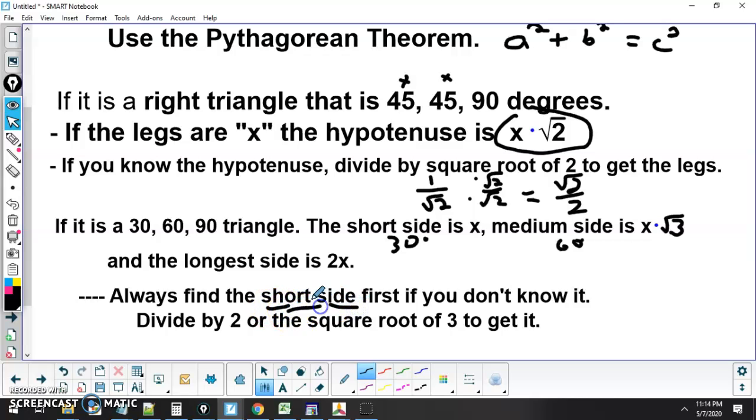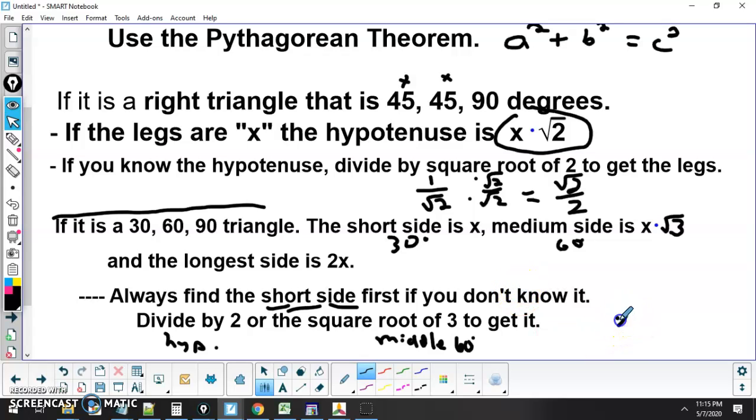All right, and so when you're doing these problems, if you don't know the side that's across from the 30-degree angle, that short side, okay, you have to divide to figure it out. Okay, so if you have the hypotenuse, you would divide it by 2. Divide by 2 if you have the hypotenuse, and if you have the middle length side that's opposite the 60-degree, then you're going to be dividing by the square root of 3 to get it. All right. So that is only for if it's a 30, 60, 90-degree triangle that you can do this.